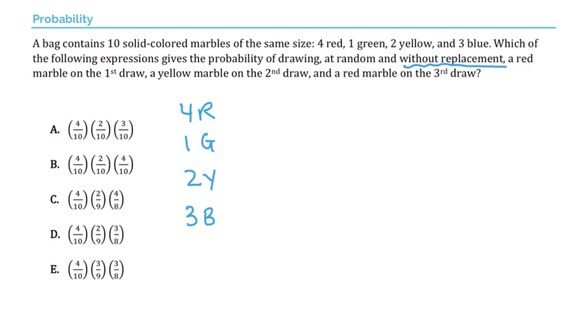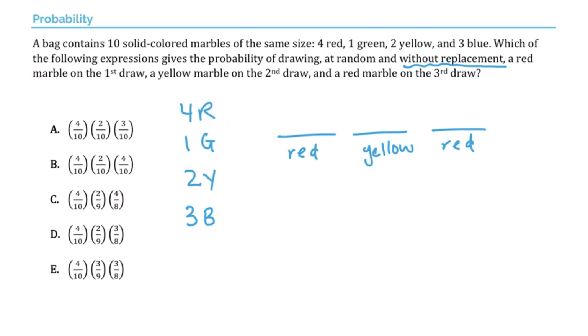Okay, so without replacement means when you take something out of the bag, you do not put it back in. You keep it out. So we want to know what's the probability of drawing at random without replacement that the first one is red, the second one is yellow, and the third one is red again. So let's go through one at a time.